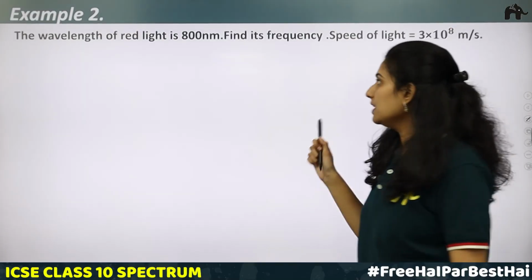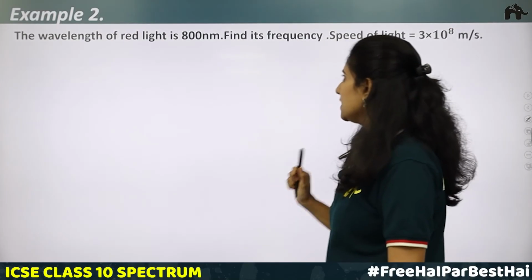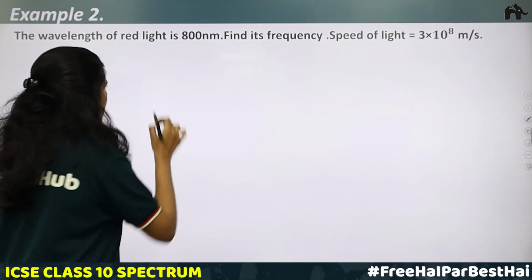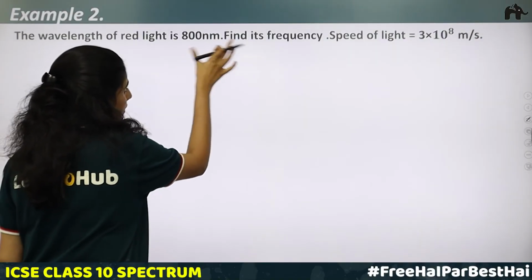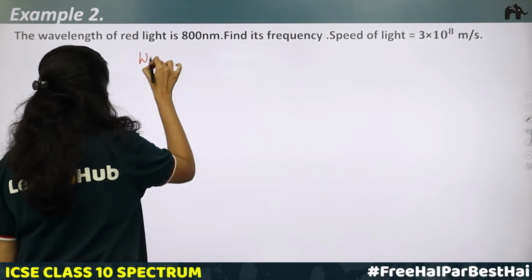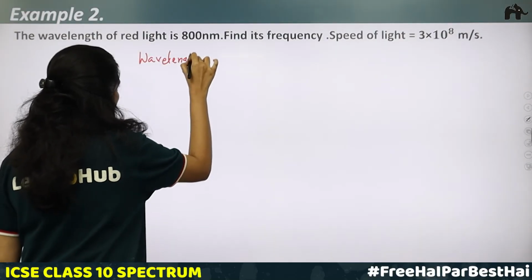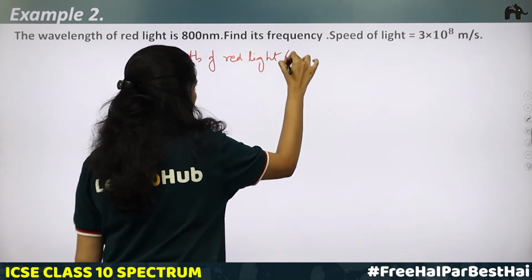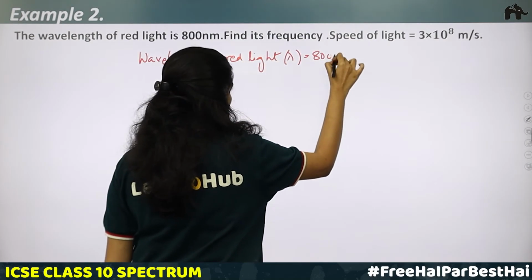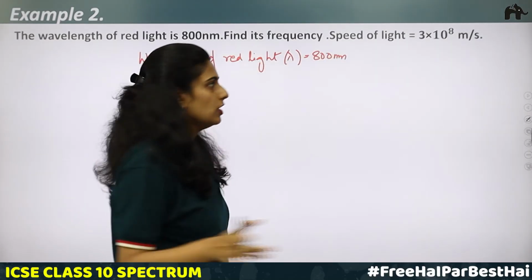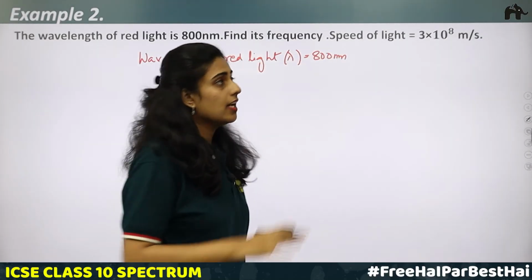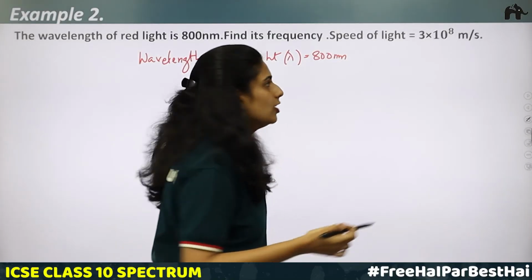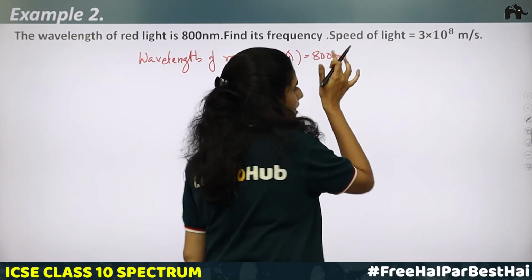Clear? Second example: the wavelength of red light is 800 nanometer. Find its frequency. Speed of light is 3 into 10 raised to 8 meter per second. We are given the wavelength and we have to find the frequency. Wavelength of red light, lambda is equal to 800 nanometer. Before doing the calculation, you have to first convert it into the SI unit. SI unit of length is meters. So here we have it in nanometers, we have to convert it into meters.